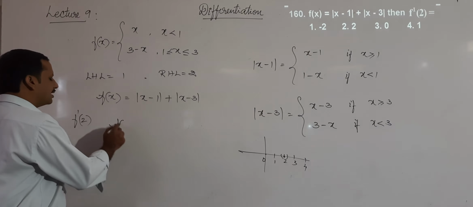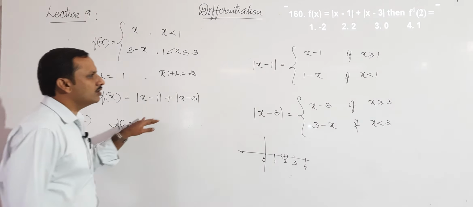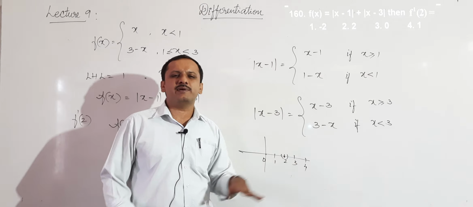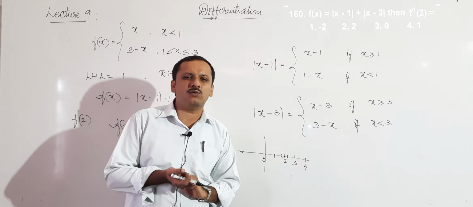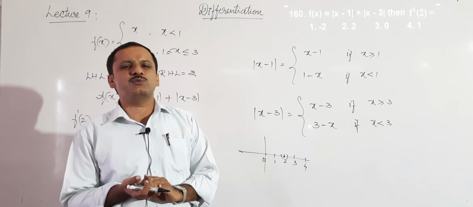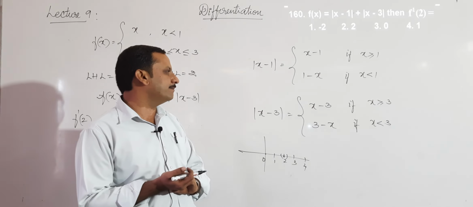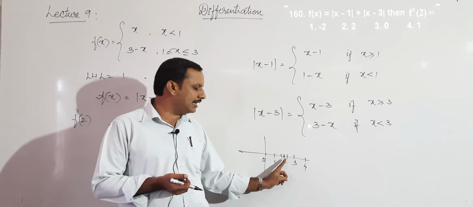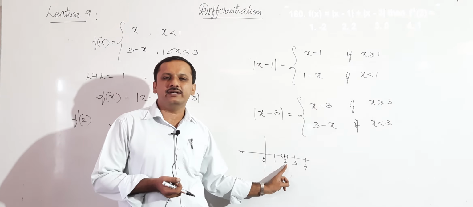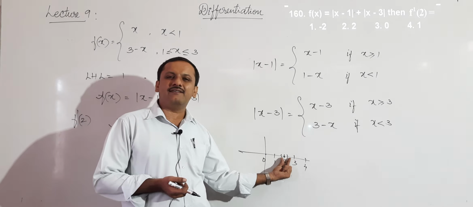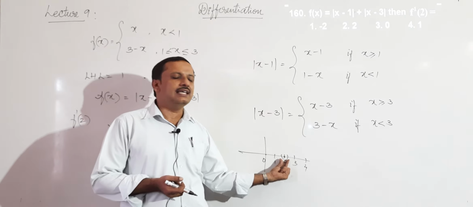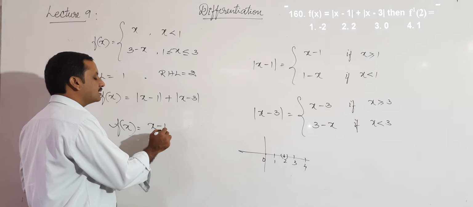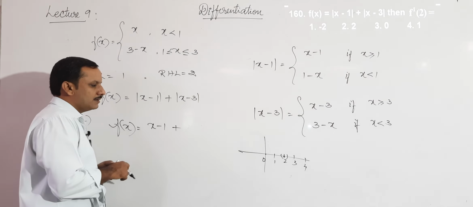So f of x equal to mod x minus 1 plus mod x minus 3. You know the definition of mod x minus 1. Mod x minus 1 is equal to x minus 1 whenever x is greater than or equal to 1, and it is 1 minus x whenever x is less than 1. Okay. So we are talking about the neighborhood of 2. There clearly x is greater than 1. So x lies in this interval. X is greater than 1 means mod x minus 1 is defined as x minus 1, plus.